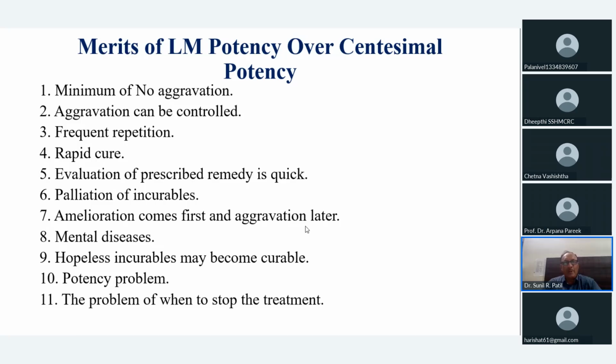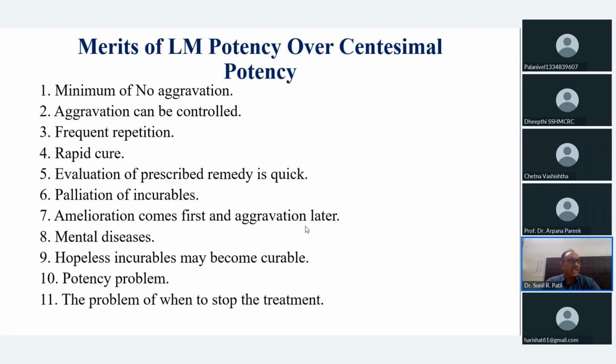The last point, as often stated: in the use of the LM potency, homeopathic aggravation will occur only at the end of the treatment. Okay, these are the merits of the LM potency.